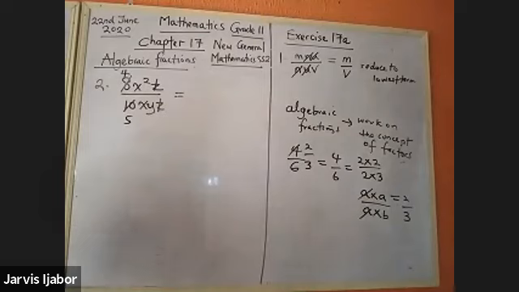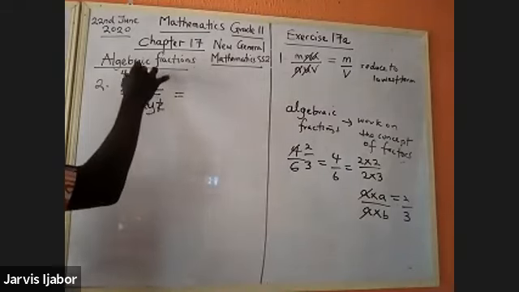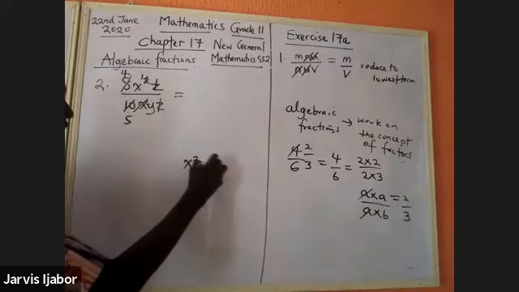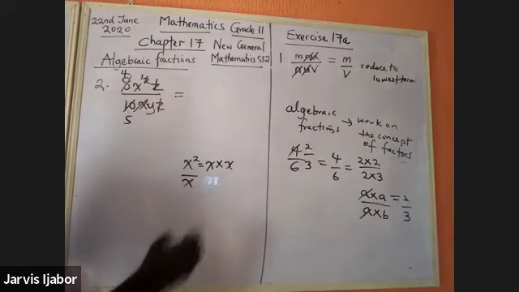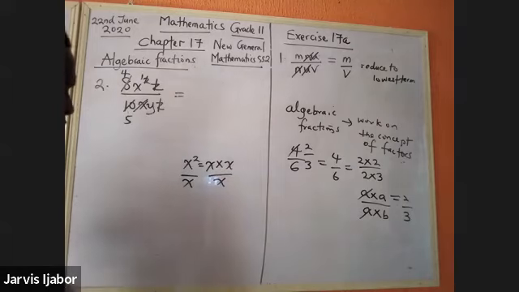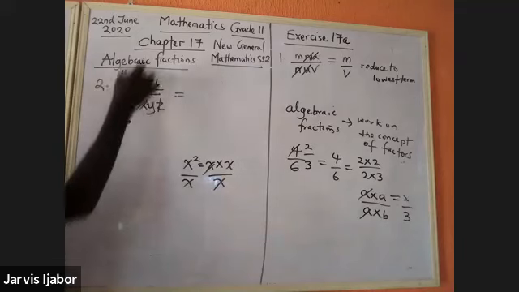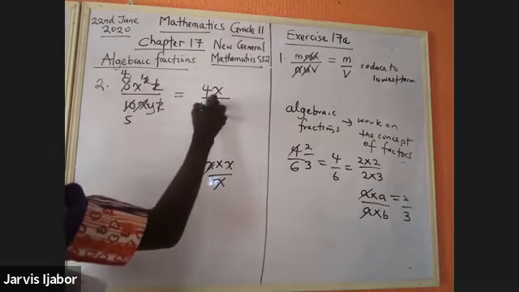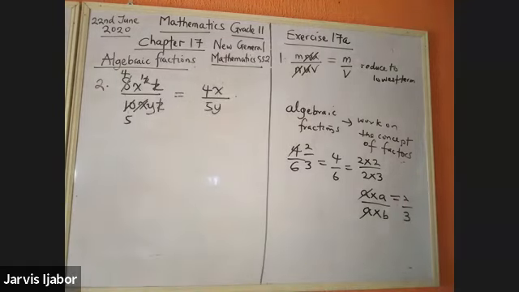Now when it comes to x, if I cancel x here, I would have taken care of only one of it. Because x squared means what? X times x. So x squared over x would mean what? X. So it will just be as if I'm cancelling one of the index, and that will give me 4x over what? 5y. That's 4x over 5y. That's for question number 2.